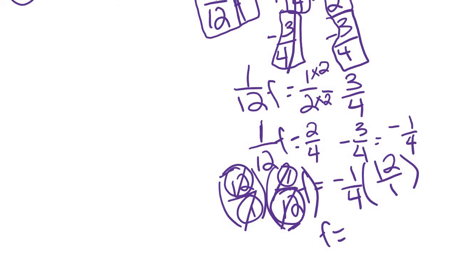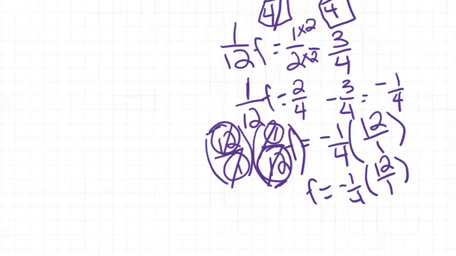So we're left with F equals negative 1/4 times 12 over 1, which is F is equal to negative 12 over 4, which is F is equal to negative 3. And that's our answer for that guy.